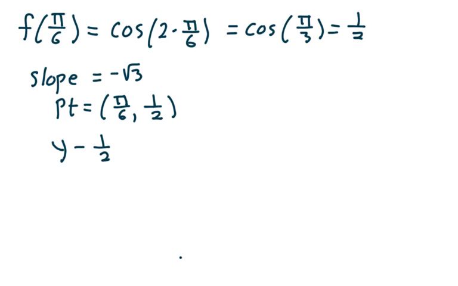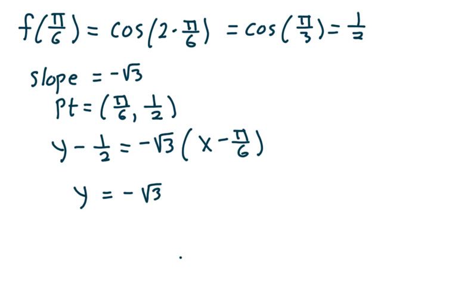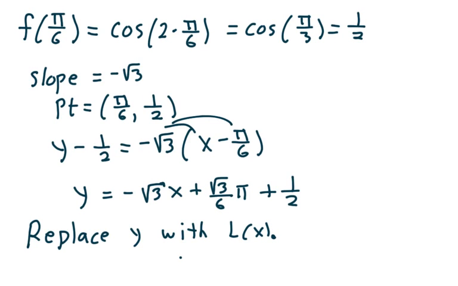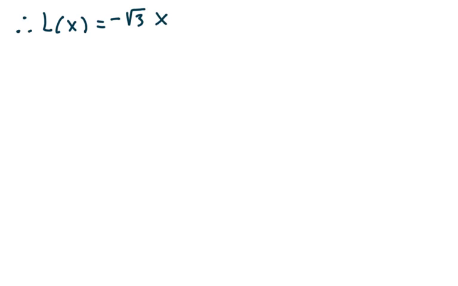So y minus 1/2 is negative root 3 times x minus pi over 6. And so what I want you to do is solve for y. You get negative root 3x, okay, plus root 3 over 6 pi, because I'm distributing, plus 1/2. Now, replace y with L of x. And so, therefore, L of x is negative root 3x plus root 3 over 6 pi plus 1/2.